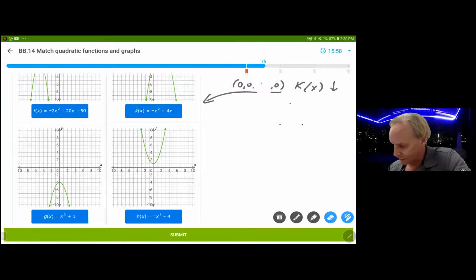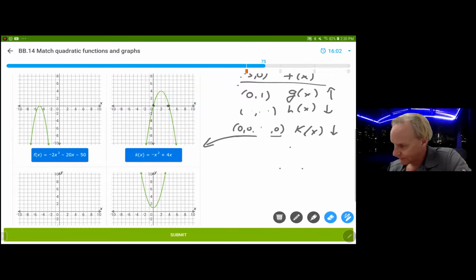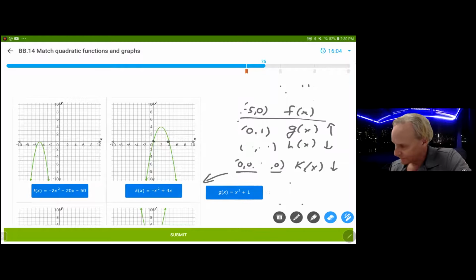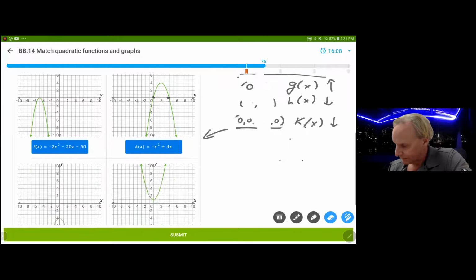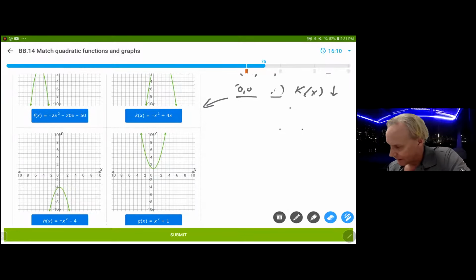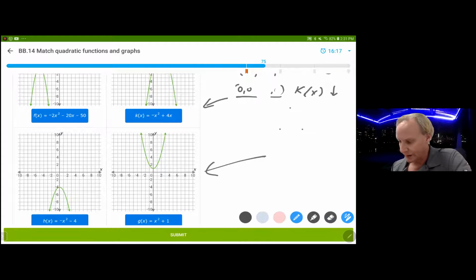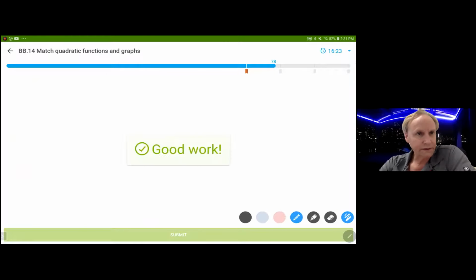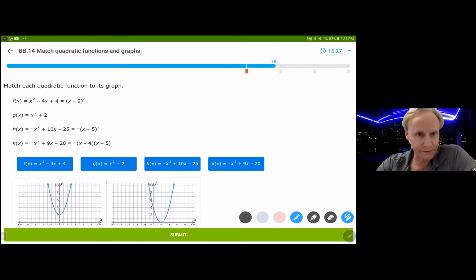Okay, so these are backwards. Wow, that's really hard to. Okay, there we go. So let's make sure. Yeah, (0, 1). This one does have a vertex at (0, 1), and it is going up, and the one on the left there is going down. So there it is. There's got to be a better way to do this. Probably works better on a bigger screen or something.